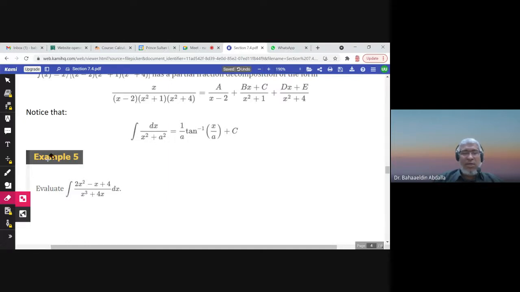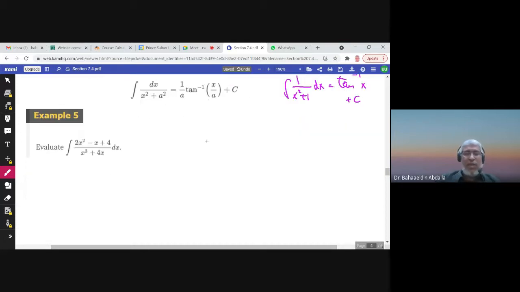We will need this formula, okay: the integral of dx over x squared plus a squared equals 1 over a tan inverse of x over a, plus c. We know before that the integral of 1 over x squared plus 1 dx is tan inverse x plus c. But now what if it is not 1, it is a squared? So also it would be tan inverse, but we have 1 over a and x over a inside the tan inverse. Let us evaluate this integral.